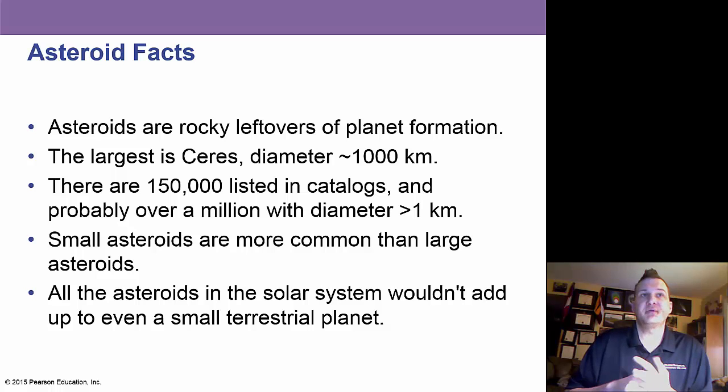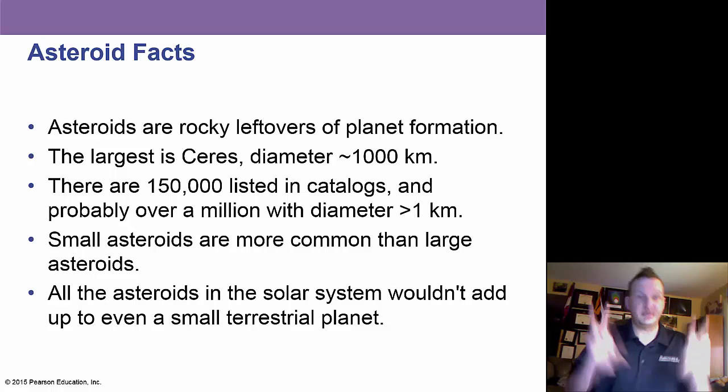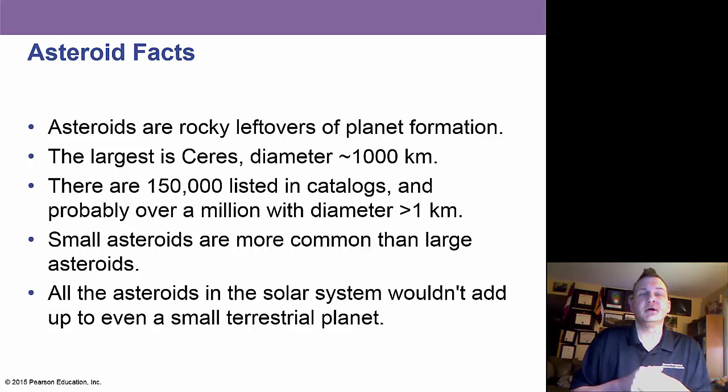The largest of these is Ceres, with a diameter of about 1,000 kilometers or about 600 miles. Now, when the International Astronomical Union, or the IAU, demoted Pluto to dwarf planet, they actually upgraded Ceres to a dwarf planet, so it's no longer an asteroid technically.